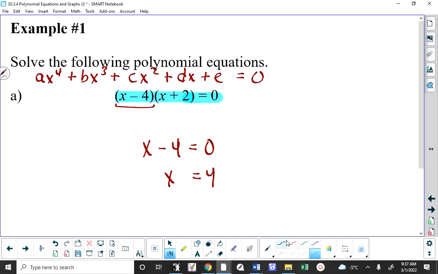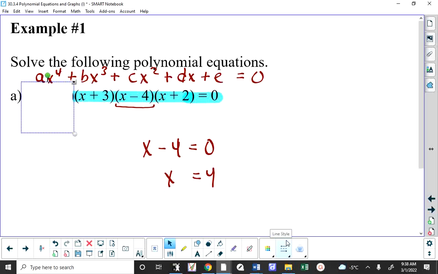Well, that logic shouldn't be affected by how many factors there are. If there were 3 factors, then if any one of those 3 factors is 0, then the whole thing will be 0, because factors are items that are multiplied together.